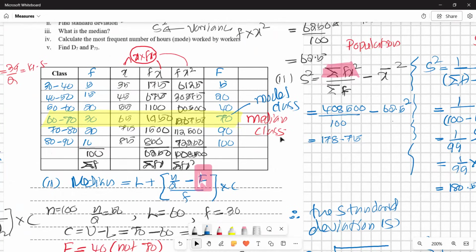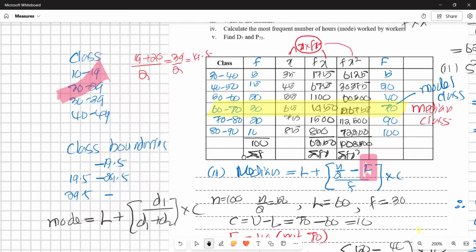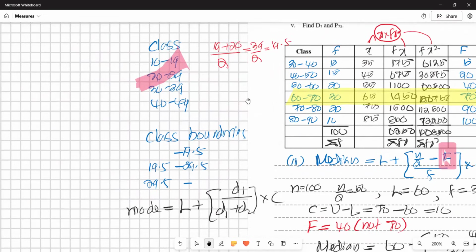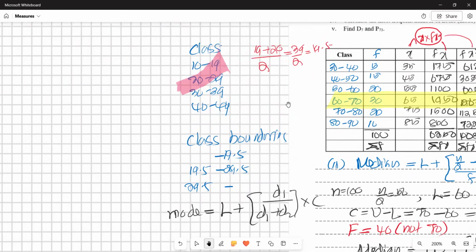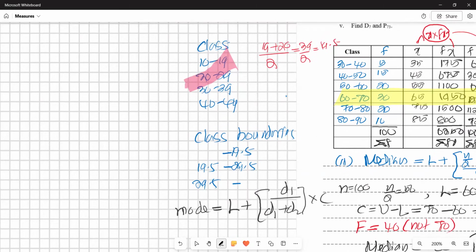Right. Then my D1. This is the formula we hope to use.